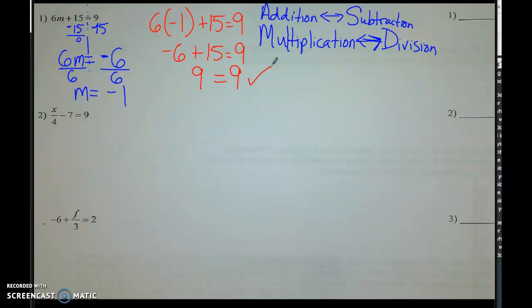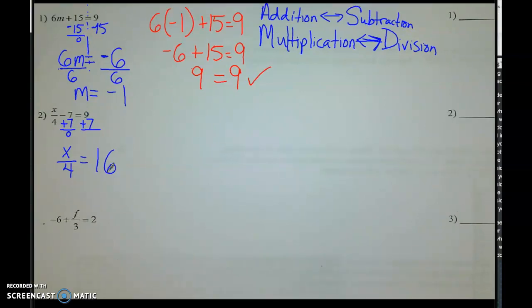Now, let's go ahead and look at number 2, because number 2 is a little bit different for us. So let's walk through number 2 together. So our variable, we have x. We've got to get x by itself. So I'm going to start off getting rid of my addition and subtraction first thing. So I have minus 7. My inverse, my opposite of minus 7 is add 7. If I add 7 on the left, I have to add 7 on the right. Negative 7 plus 7 is 0. That leaves me with x divided by 4 equals 9 plus 7 is 16.